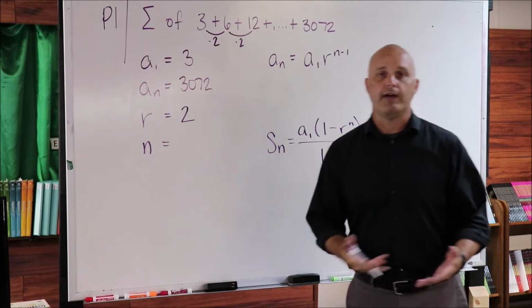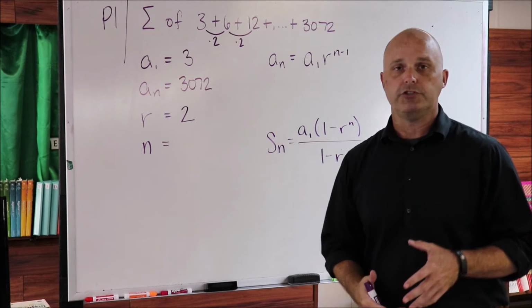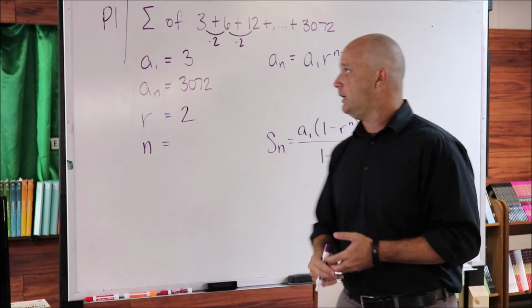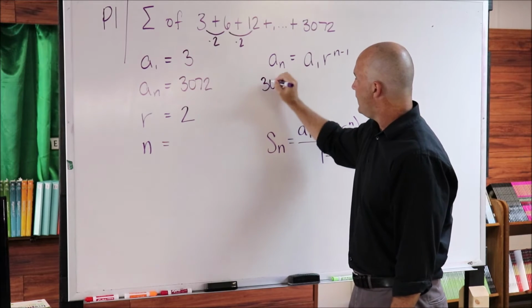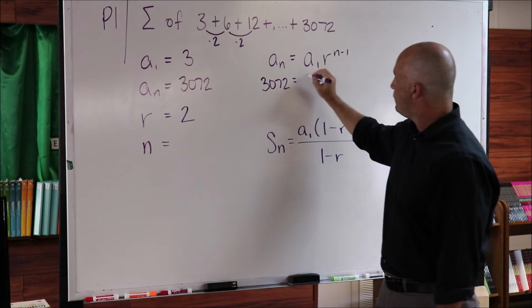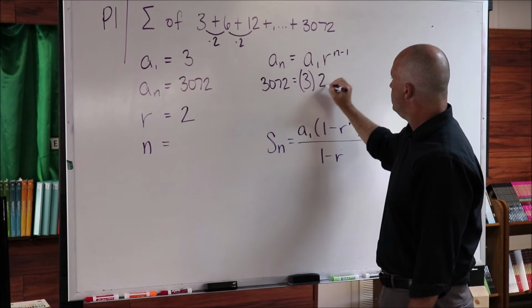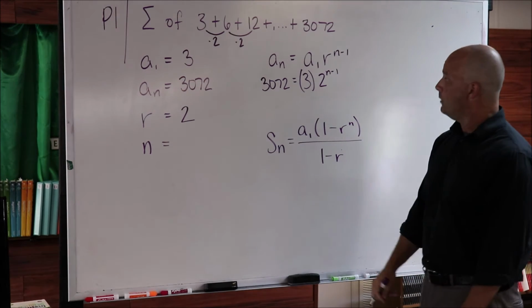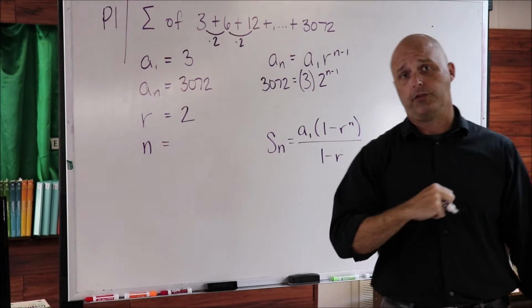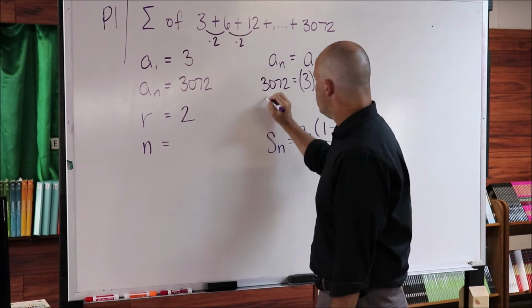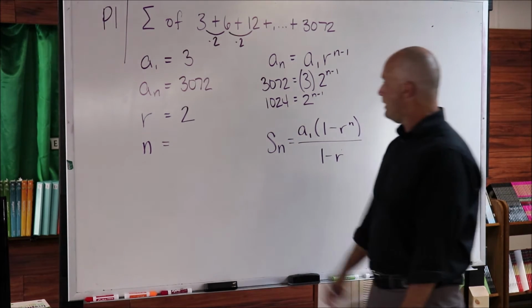Now the n is what we still have to find before we can go ahead and use this formula here. So we're going to use the explicit formula for a geometric sequence to find out what the value of n is. When we do that, we're going to plug 3072 in on the left side of the equation is equal to 3 times the common ratio 2 raised to the n minus 1 power. We need to isolate the n, so the first thing we're going to do is kick that 3 over to the other side. So divide both sides by 3. That's going to leave you with 1024 over here is equal to 2 to the n minus 1.